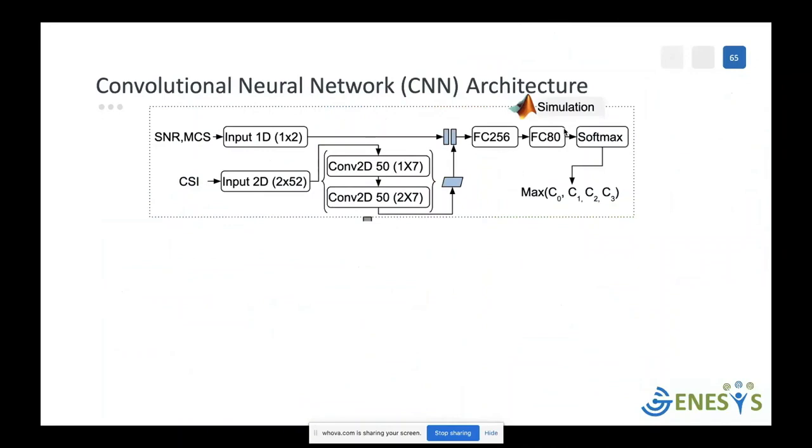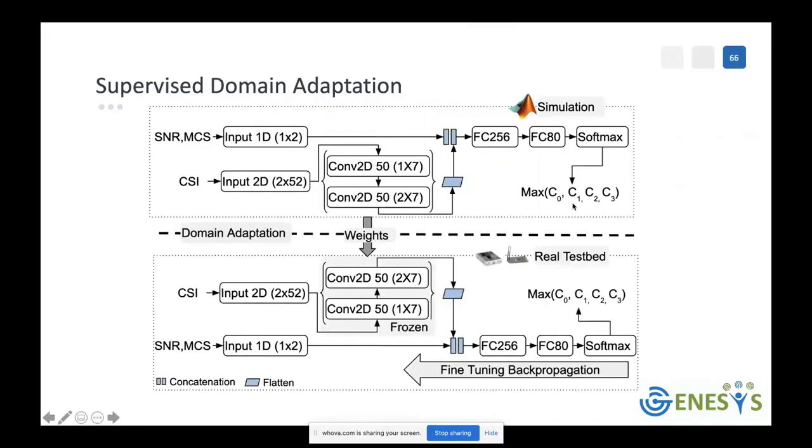So this is the convolution architecture that we use. I won't go through the detail. This is a very simple architecture, and our novelty is not in designing the architecture, but in the way we have designed the input and the output.